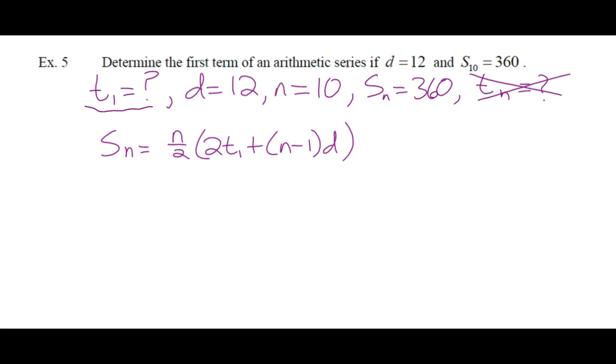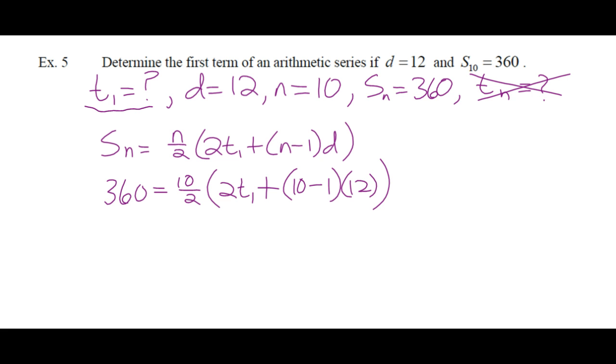Okay, so you show the formula, right? So we've listed all the variables and I've shown the formula, and I know everything. I know S sub n is 360. I know n is 10, and I've got a 2 times t1, which I don't know, plus I know n is 10, and I know d is 12. So I'm just going to throw everything in there.